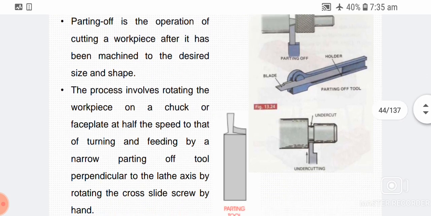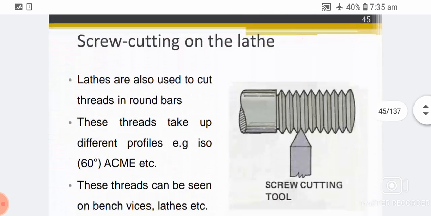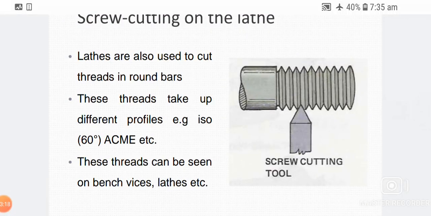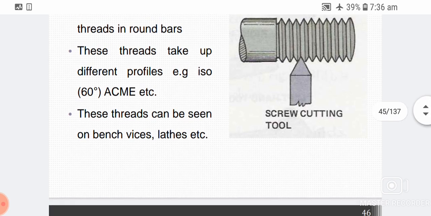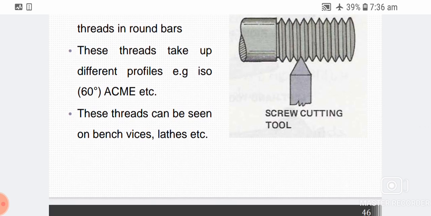This is the parting off. Screw cutting on the lathe. Lathes are used to cut threads in round bar. These threads take up different profiles, for example ISO 60. These threads can be seen on bench vise lathe heads.